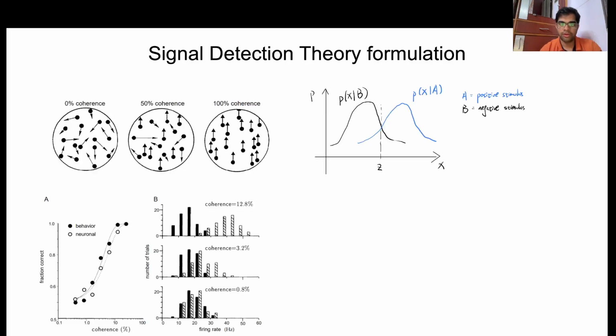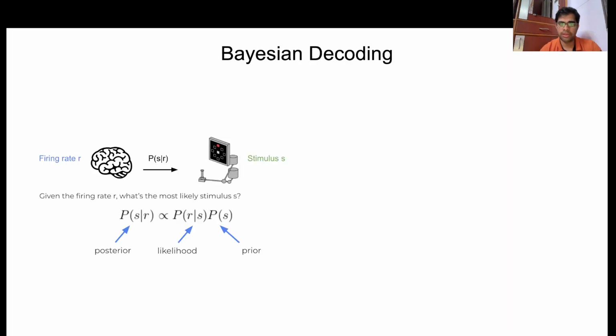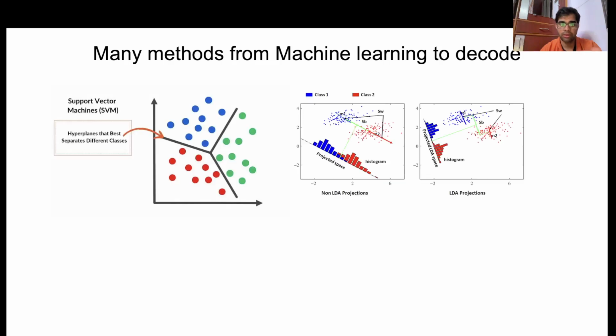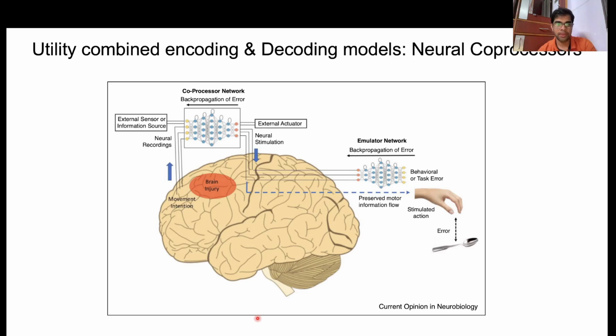We'll not get into different decoding methods. There are many Bayesian decoding and many machine learning methods to decode. We'll see this maybe in later classes because we have fewer audience. We'll just jump into a new thing here. So this is called latent variable models.